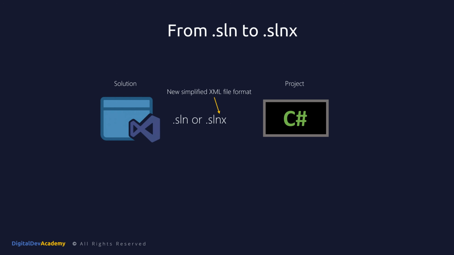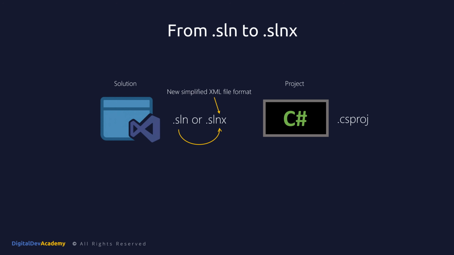The older file extension for solution files was .sln. But with .NET 9, Microsoft introduced a new format with the .slnx extension. The reason .slnx is an improvement is that it uses a simplified XML format, which makes it far more readable and easier to work with than the older format. So expect that over time, both individual developers and teams will start migrating from SLN to SLNX.